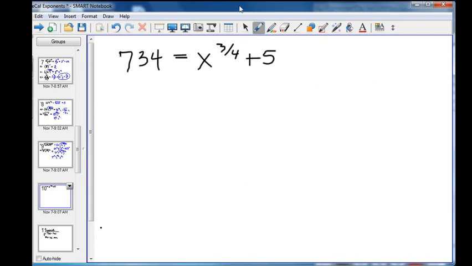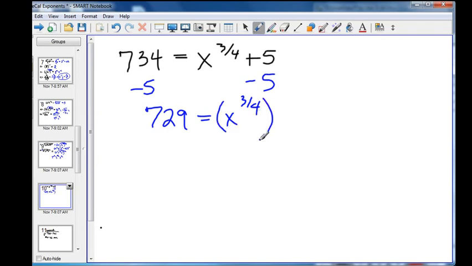The last type of problem you need to do is to be able to solve one with funny exponents. So for example, here we need to get the x to the 3/4 by itself first. So I'm going to subtract 5 from both sides. It's going to give me 729 is equal to x to the 3/4. Now the way to undo that exponent, or the way to get rid of it, is to raise both sides to the opposite, or the reciprocal power. So instead of 3/4, I raise both sides to the 4/3.